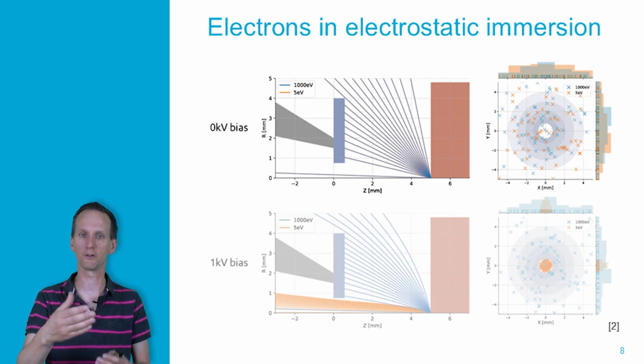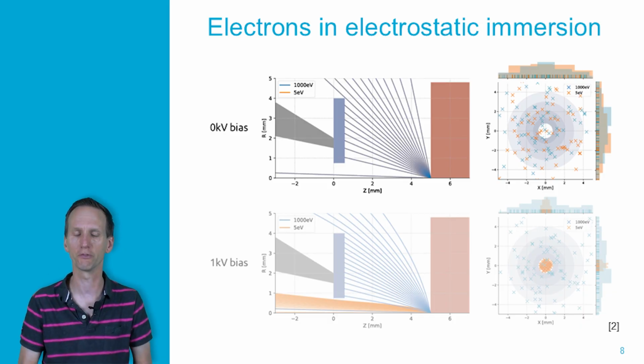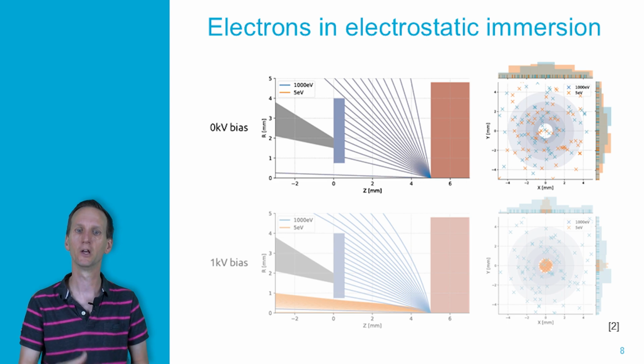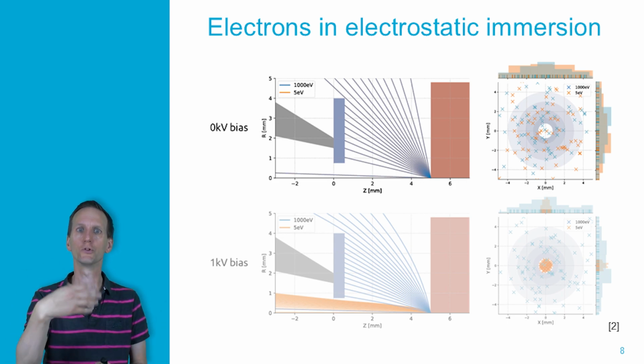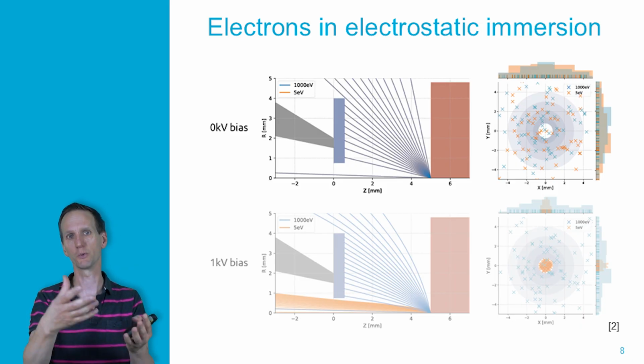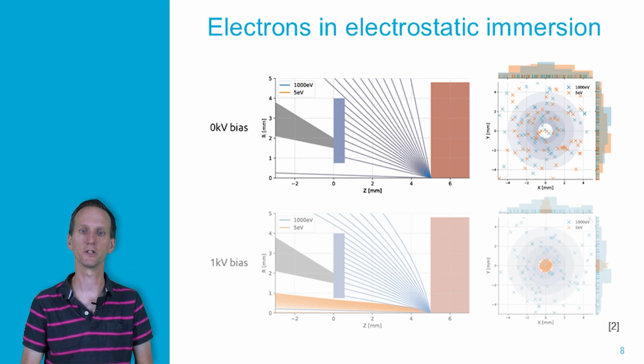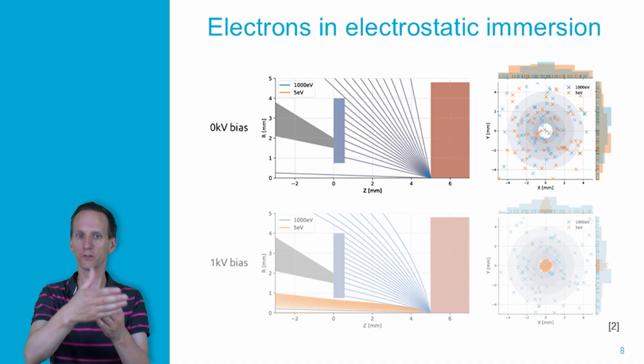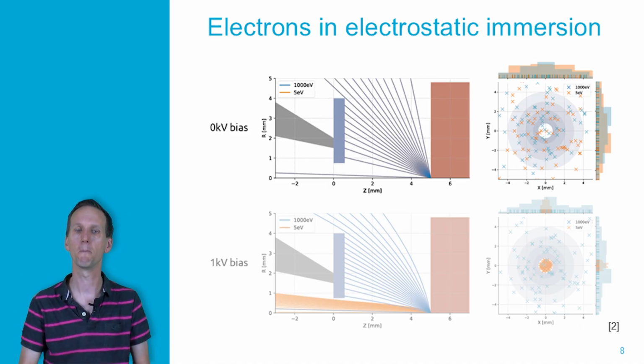So you see the ones that fall on either of the concentric rings, they're actually being detected, but you also see electrons outside of this cone. And in blue, you see the positions of the backscatter electrons, so the electrons with 1 keV energy in this case. So also there you see some hit the different rings, and some miss the detector.